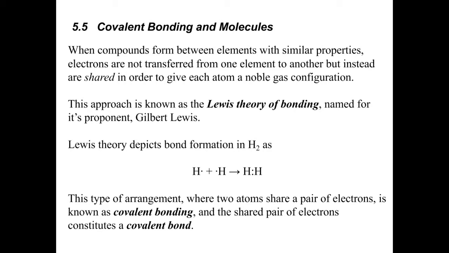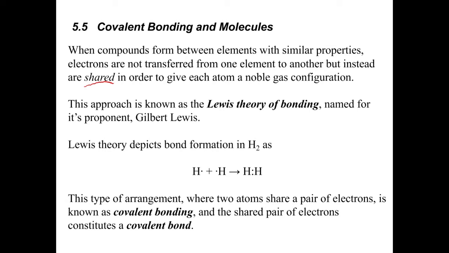Okay, so when compounds form between elements with similar properties, electrons are not transferred from one element to another, but instead shared. With ionic compounds, each ion retains its own electrons, or you can think of it as sodium donating an electron to chlorine to give chloride and a sodium ion. But in covalent bonds, we're not transferring any electrons. What we're actually doing is sharing electrons. This approach is known as Lewis theory of bonding, named after Lewis.